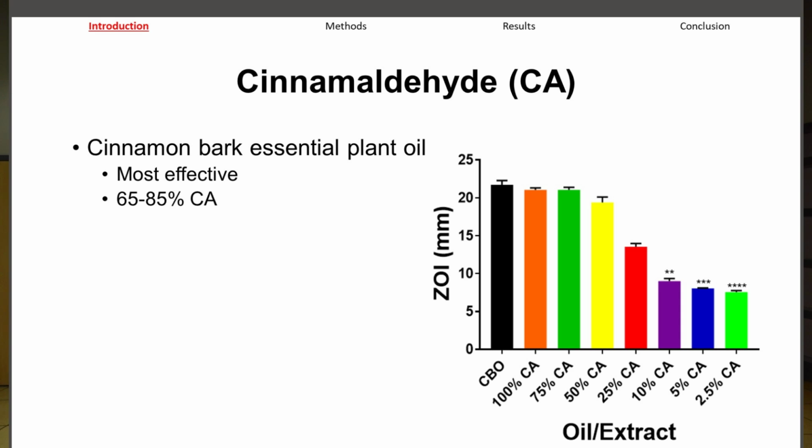So when we saw that, we decided we're not going to deal with all these other components in this oil. One of the issues with essential plant oils is that there's no really big regulation. You can call it a cinnamon bark oil if it has somewhere between 65 to 85% cinnamaldehyde. So other than having to deal with that potential confounding variable every time, we decided to use cinnamaldehyde by itself, so we don't have to deal with different percentages between batches.